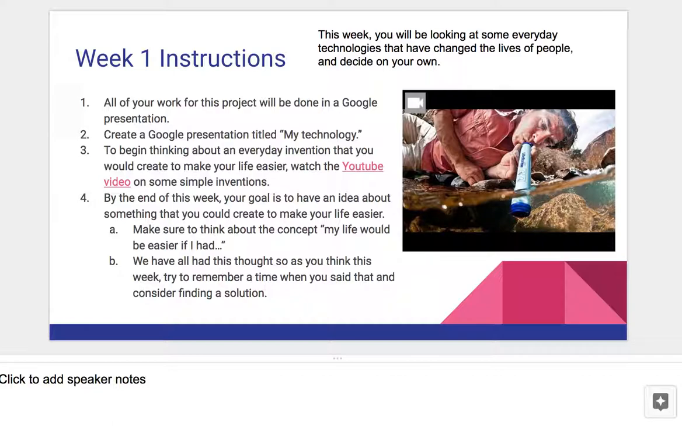For your instructions this week, you'll be looking at some everyday technologies that help change the lives of people. Many of them are very simple or created by kids like you. So first thing, everything in this unit is going to be created in a Google presentation. So create that Google presentation titled My Technology.